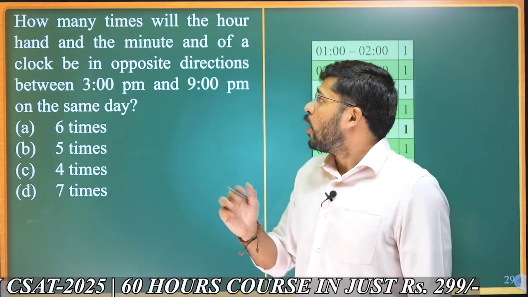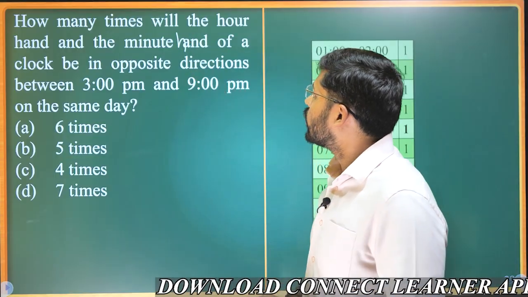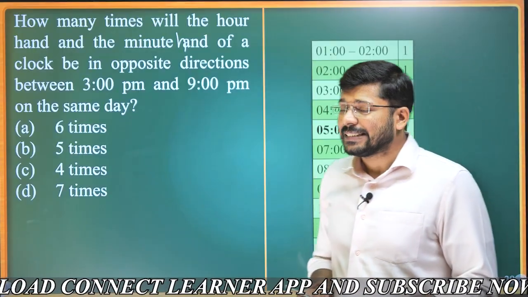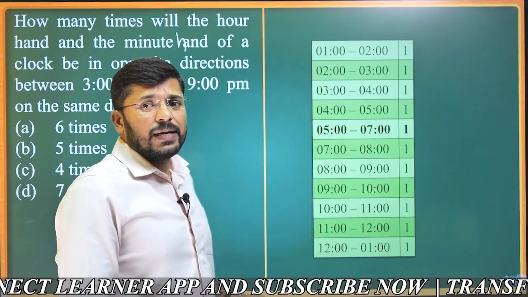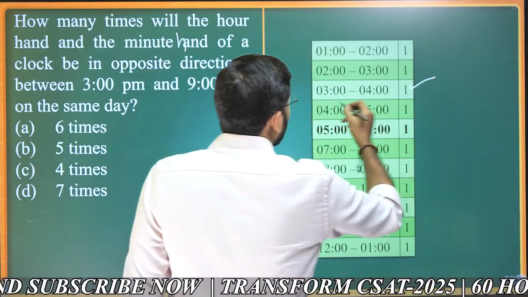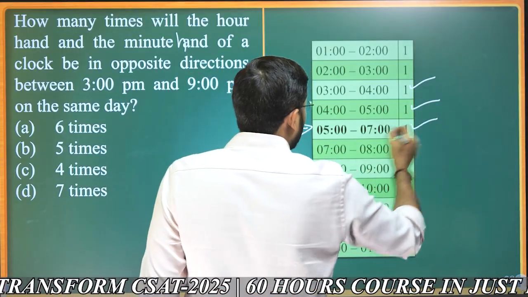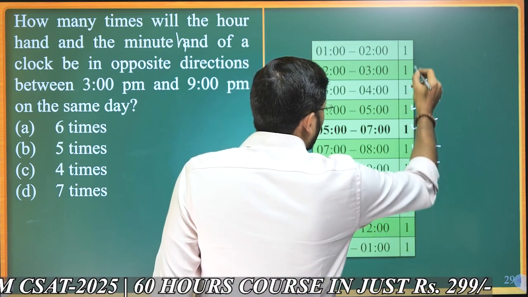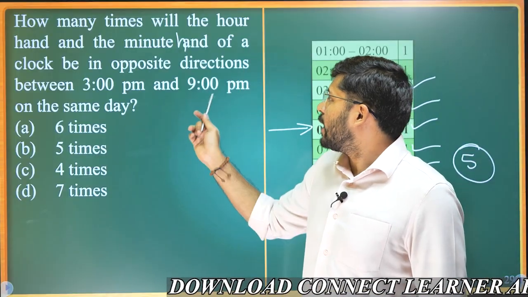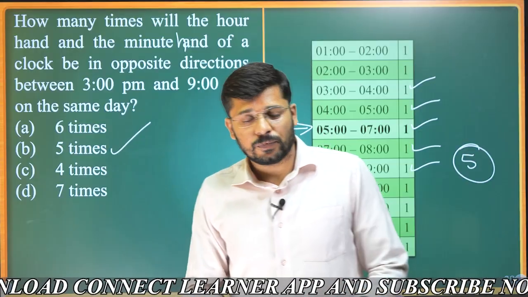How many times will the hour hand and the minute hand of a clock be in opposite directions between 3 p.m. and 9 p.m. on the same day? We just need to manually count it. From 3 to 9, right? From 3 to 4, 1 time. From 4 to 5, 1 time. And from 5 to 7, this is the exception. From 5 to 7, 1 time. 7 to 8, 1 time. And 8 to 9, 1 time. Totally 5 times. So from 3 to 9 on the same day, how many times will they be in opposite directions? The answer is 5 times.